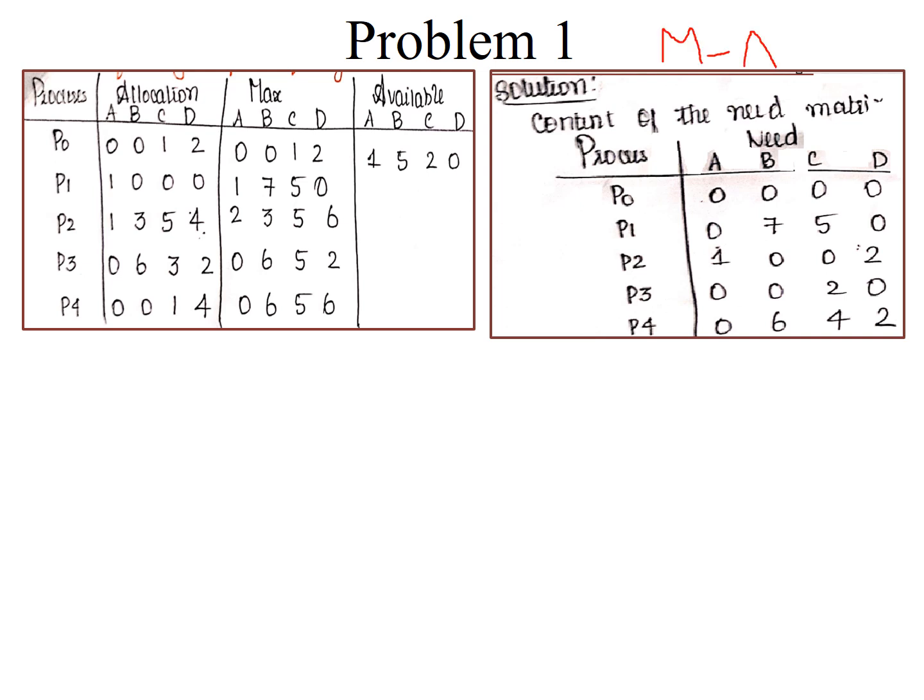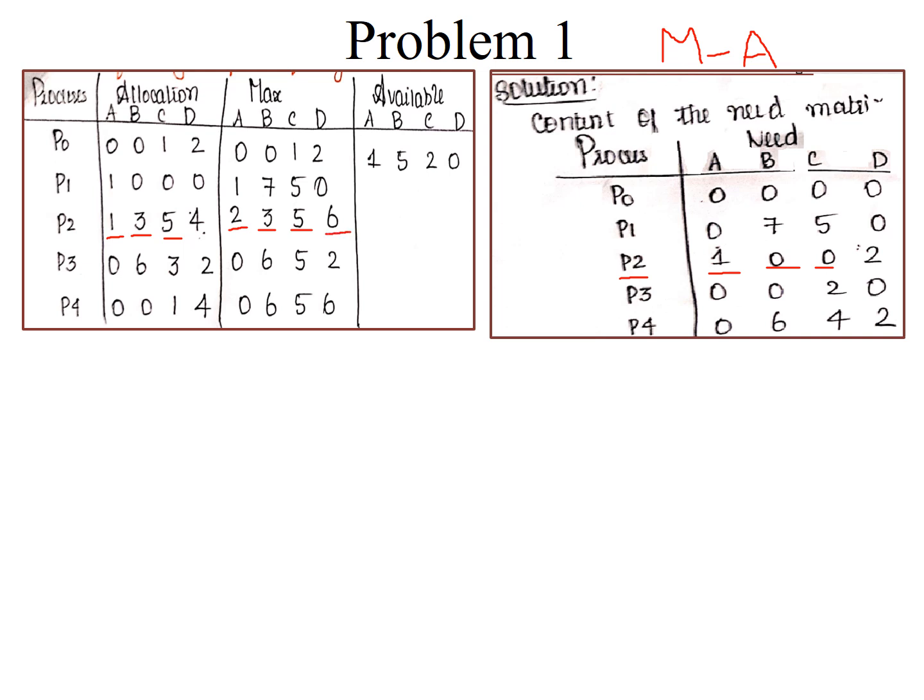So here, let us consider the process P2. For the process P2, two instances of resource A are required, but one is already allocated. So 2 minus 1, one instance of A is required. Whereas 3 instances of B and 5 instances of C are the maximum required, but they are already allocated with 3 and 5 in B and C respectively. So no more instances of B and C are required. So 3 minus 3 is 0, 5 minus 5 is 0.